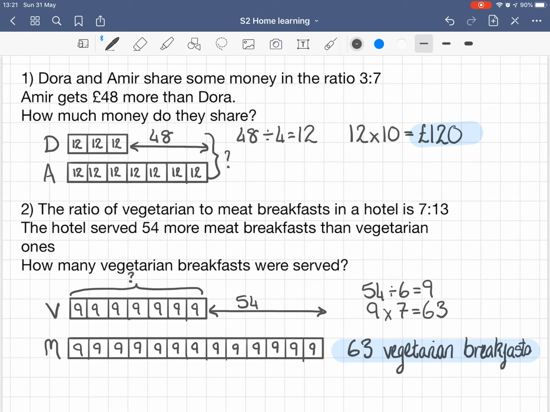Here's your answers. So in question 1, we're told Amir gets £48 more than Dora. So that difference was £48. That's the same as 4 parts, so we can work out 1 part is 12. And then altogether, there's 10 parts. 10 groups of 12 is 120. For question 2, I'm told that the difference is 54. 54 is the same as 6 parts, so that means one of those parts would be 9. And then the vegetarian breakfast, 7 parts are vegetarian, so 9 times 7 is 63. Now have a go of the second worksheet.